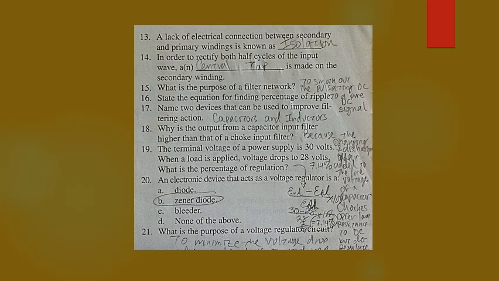18. Why is the output from a capacitor input filter higher than that of a choke input filter? That is because of the charging and discharging effect.